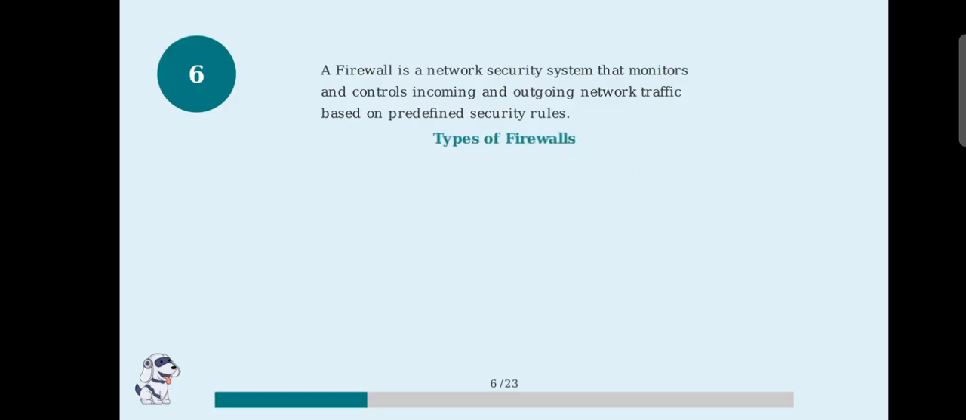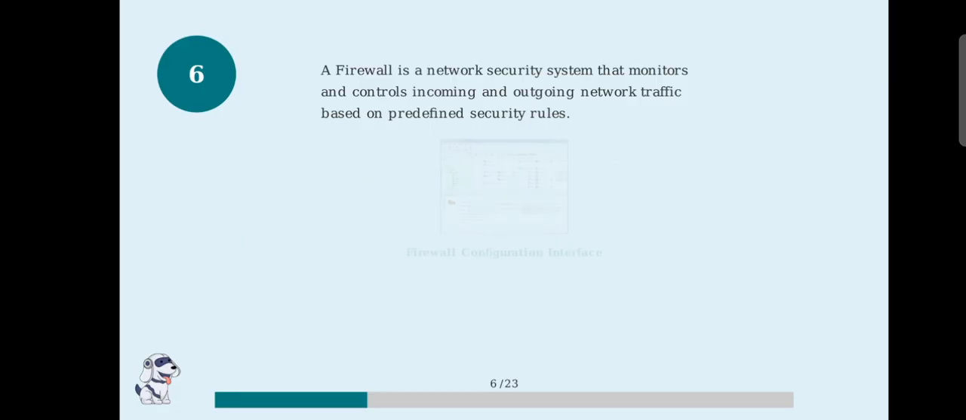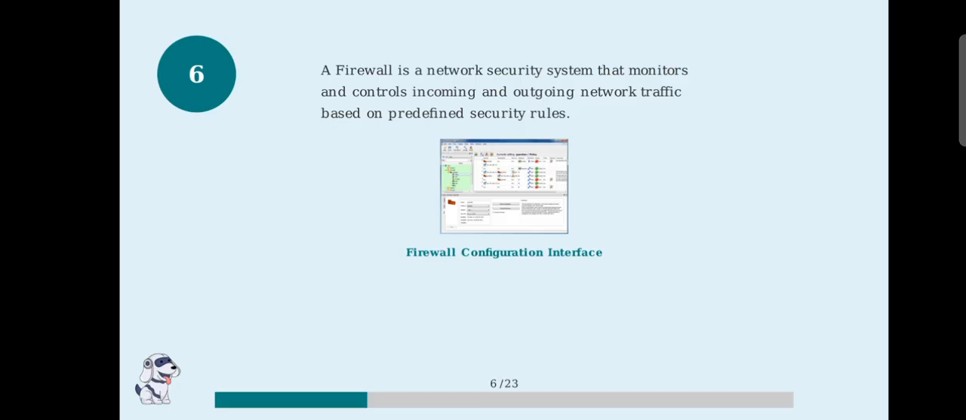There are two main types of firewalls: hardware firewalls and software firewalls. Hardware firewalls are physical devices that protect entire networks, while software firewalls run on individual computers. Modern firewalls can be configured with sophisticated rules and policies. They can filter traffic based on IP addresses, ports, protocols, and even inspect the content of data packets for threats.